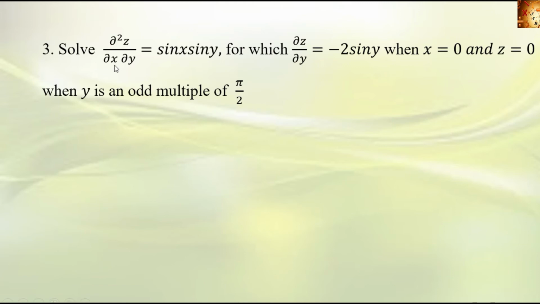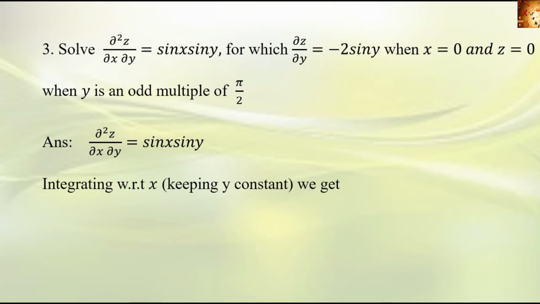Here the partial derivatives with respect to x and y are there, so dou x and dou y, we want to integrate with respect to x and again with respect to y. Okay, this is the equation. Integrating with respect to x, we get dou z divided by dou y equal to, keeping y constant, so sin y is a constant, then sin x integral is minus cos x, so minus cos x sin y plus c, which is taken as f of y.